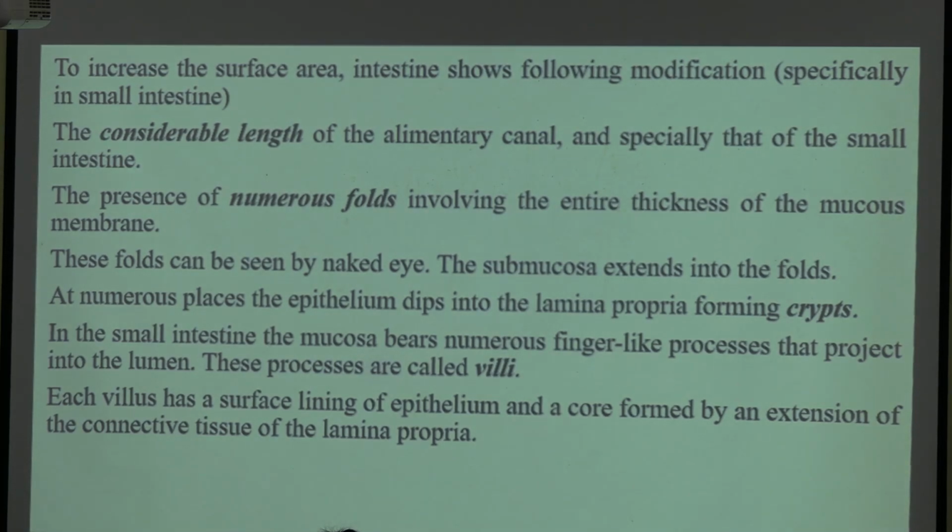Next, in order to increase the absorption, what are the modifications present in the GIT? Do you know? Just now I have mentioned villi, microvilli. After that, extensive length, then plica circularis. Can anyone tell me what is plica circularis? You have never heard about plica circularis. That day, while explaining the internal structure of the duodenum, I showed you plica circularis. I have shown everyone what is plica circularis or valves of Kirkring.